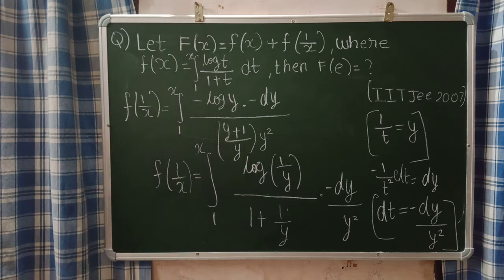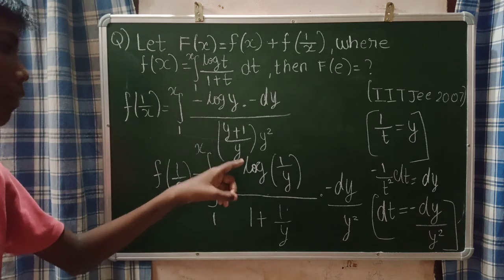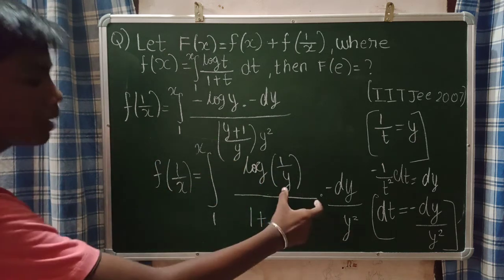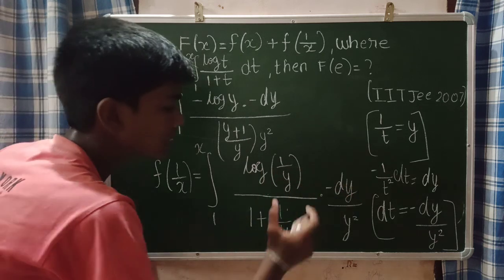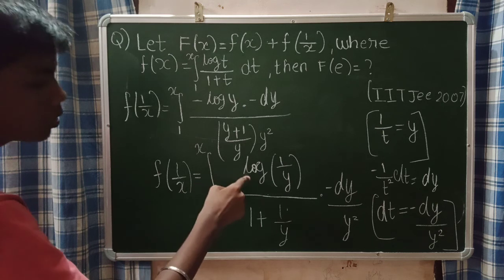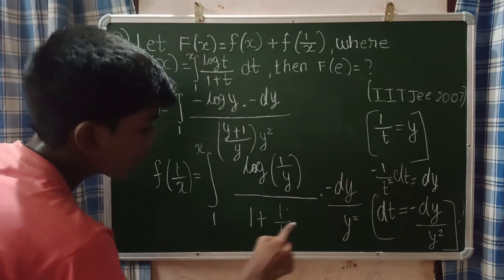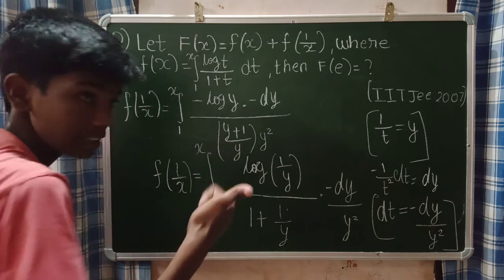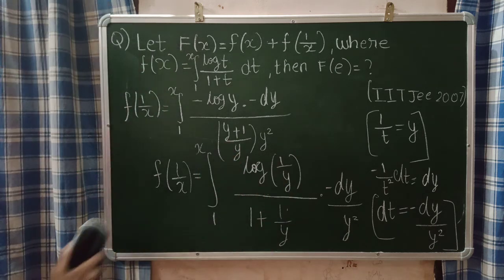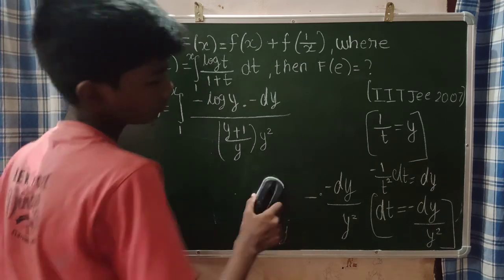So I just took your LCM, so 1 plus 1 by y will be y plus 1 by y into y square. I am just multiplying your log of 1 by y with minus dy, and 1 plus 1 by y with y square. Because log of 1 by y is minus log y into minus dy, divided by 1 plus 1 by y, which is y plus 1 by y LCM into y square. That's what I did now. Now I will rub this because we don't need it now.